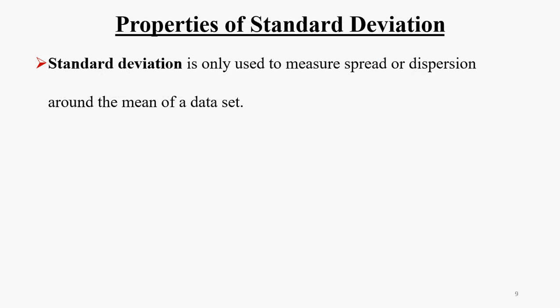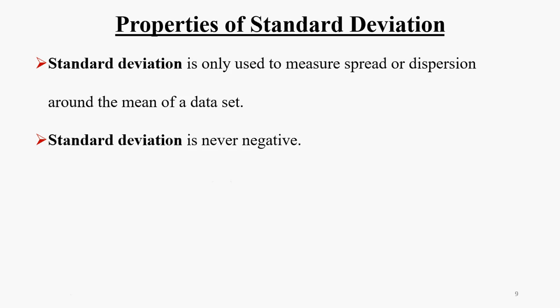Now let us focus next on the properties of standard deviation. So what are the properties? It is only used to measure spread or dispersion around the mean of the data set, right? We will be using this standard deviation to measure the spread. How is the spread? By taking the mean of the data set, we are calculating the standard deviation. So this is the point we have to keep in mind.